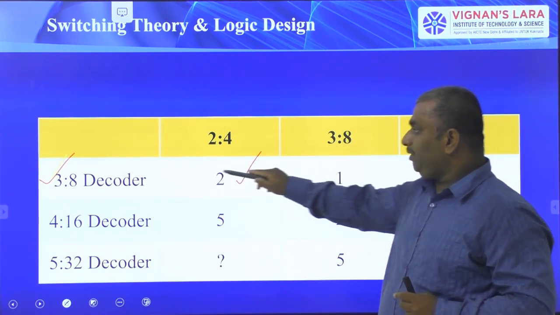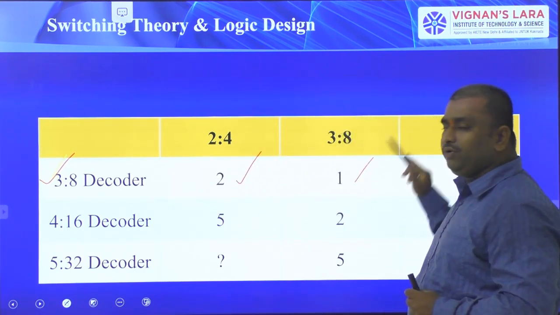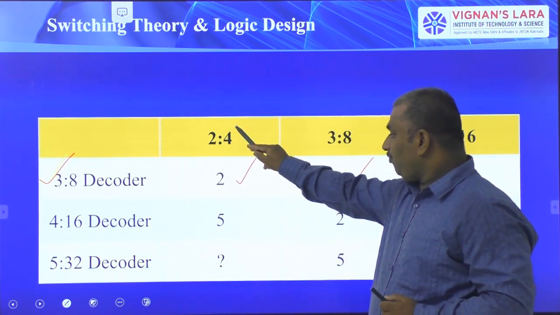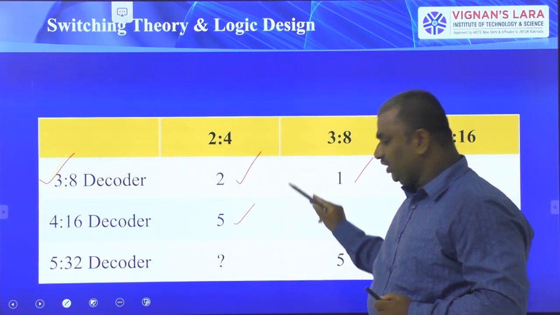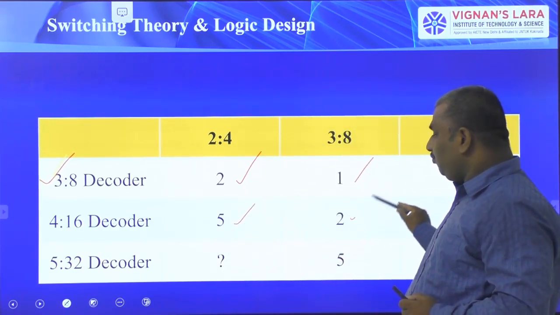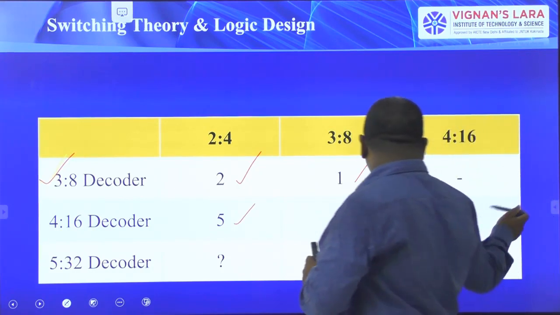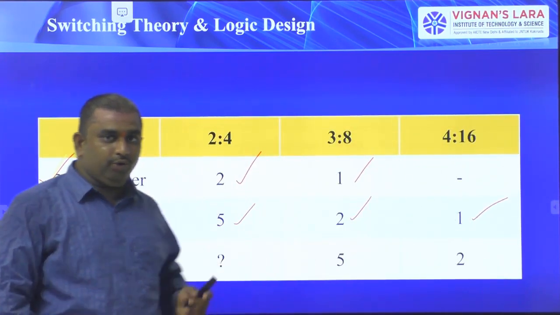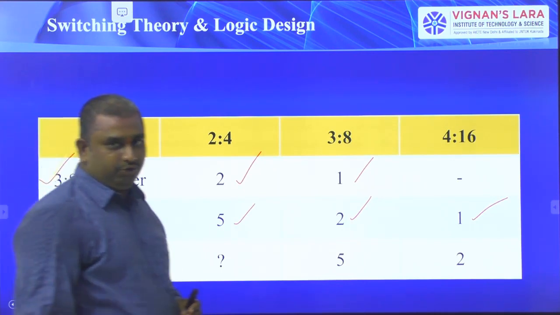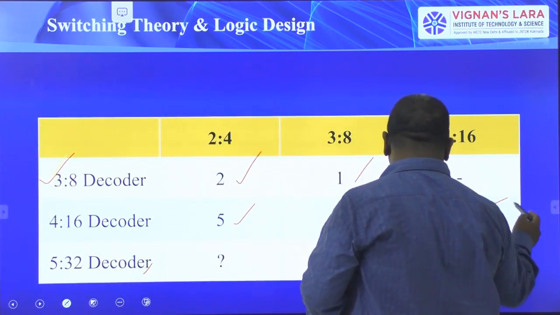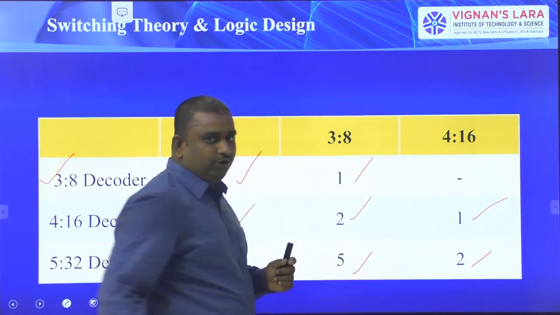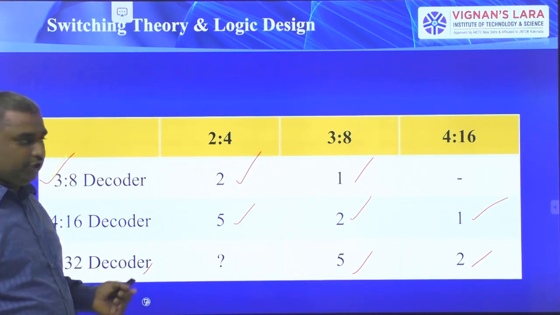Next, for implementing 3 to 8 decoder, we can use only one 3 to 8 decoder. Next, for implementing 4 to 16 decoder, we require 5 2 to 4 decoders, as we have just seen. For implementing 4 to 16 decoder, we need 2 3 to 8 decoders. Or we need only one 4 to 16 decoder. Next, for implementing 5 to 32 decoder, we can use 2 4 to 16 decoders, or 5 3 to 8 decoders.